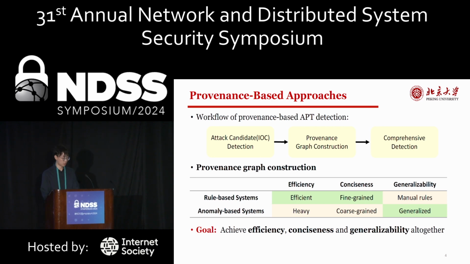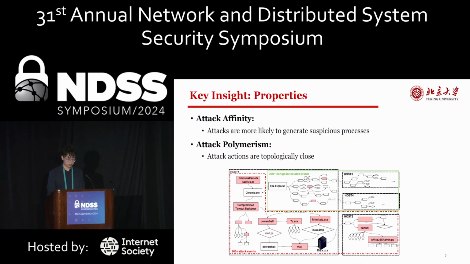Considering the above pros and cons, our goal is to design a provenance-based detection system that achieves efficiency, conciseness, and generalizability at the same time. We discovered 2 properties of the attack graph, attack affinity and attack polymorphism. Attacks are more likely to generate processes because attackers need to run malicious hacking tools or access suspicious files and IP addresses. And attack-relevant events are often topologically close in the provenance graph because attackers need to create the execution chain of attack actions step by step.